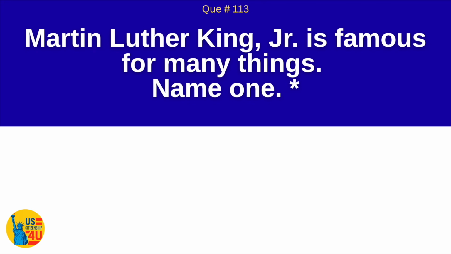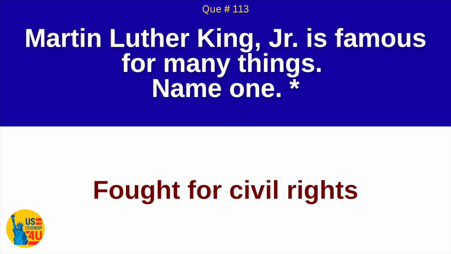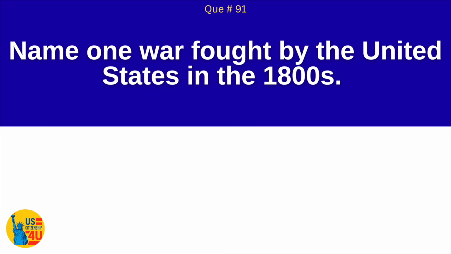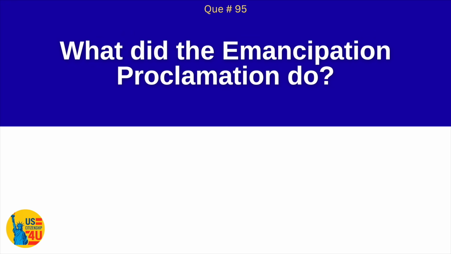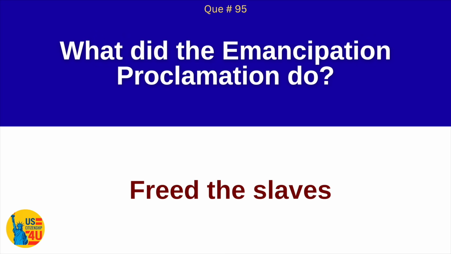Martin Luther King, Jr. is famous for many things. Name one. Fought for civil rights. Name one war fought by the United States in the 1800s. Civil War. What did the Emancipation Proclamation do? Freed the slaves.